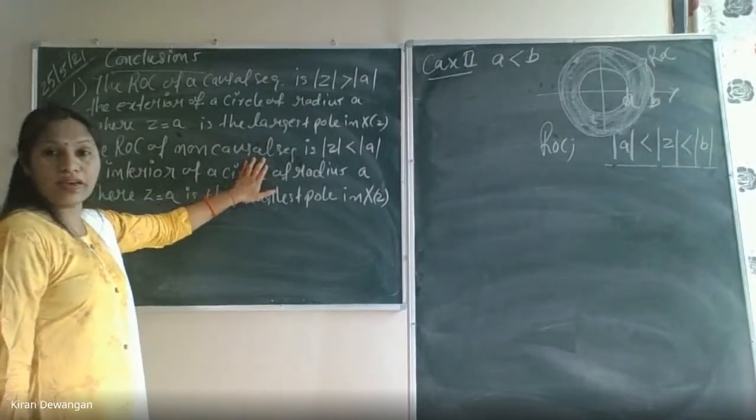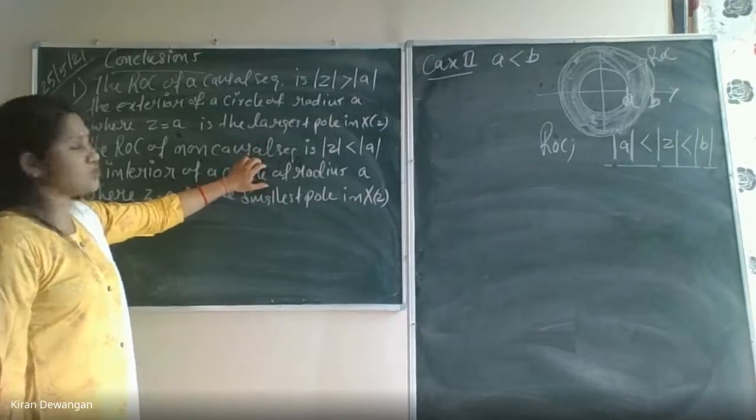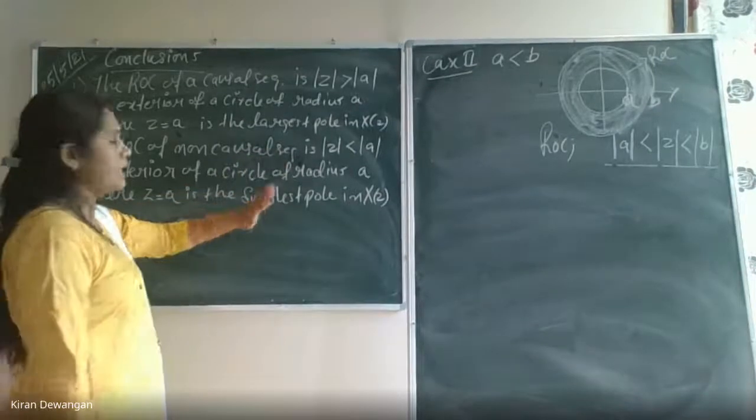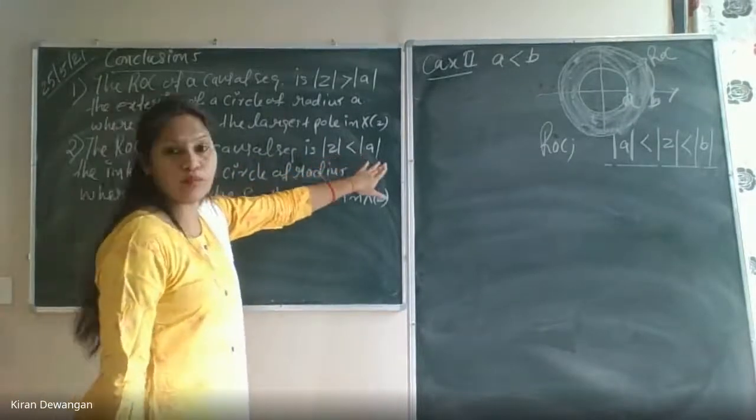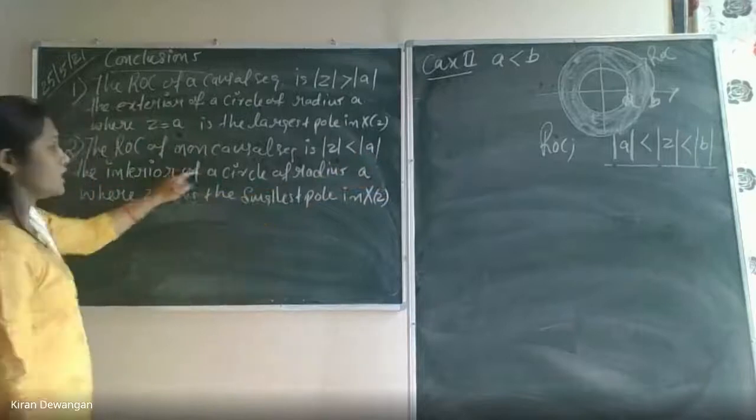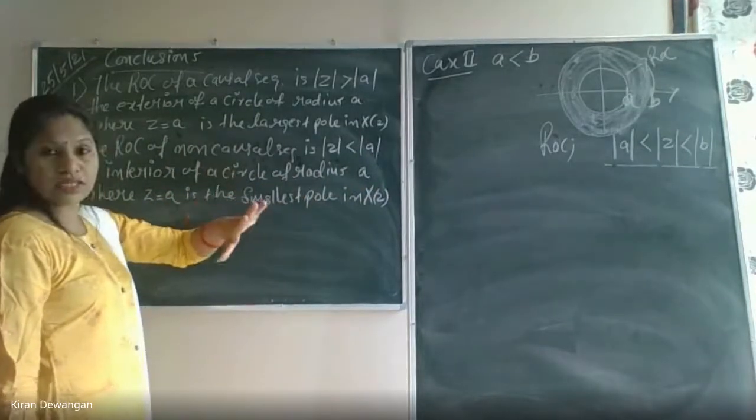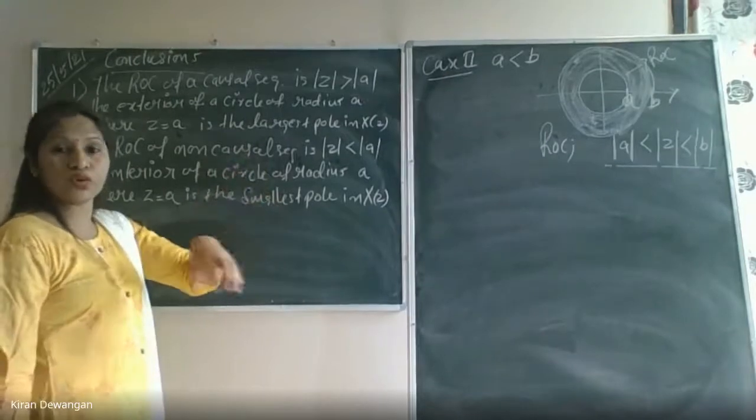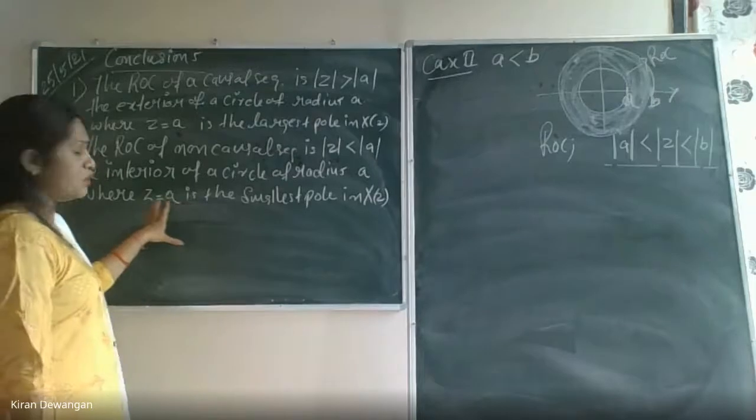for negative values of n. Non-causal sequences are the sequences which exist only for the negative values of n, that is, for all negative values of n. Then in that case the ROC is mod of z less than mod of a, which is the interior of the circle of radius a. Circle of radius a means the inner part of the circle will be completely our ROC. Inside the circle will be the ROC.